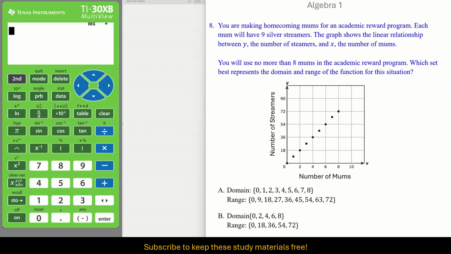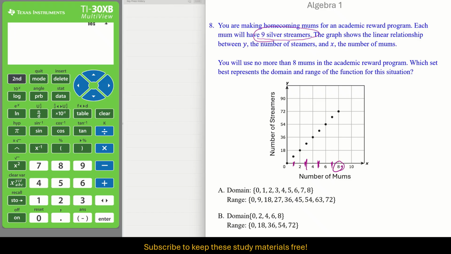This particular question can be answered without a calculator. However, my thought is that it would be a good idea to show you a way to use your calculator to help you out in case you don't have this lovely graph. And we know that each mum has 9 streamers. So that tells us that you would have plus 9 for each mum.